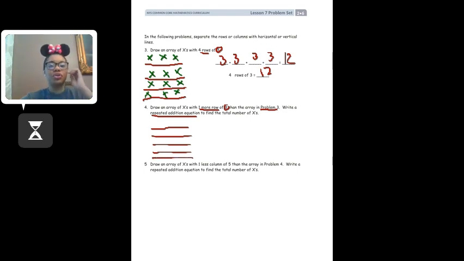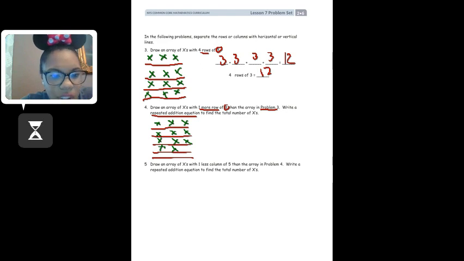So now we're going to put 3 in each row, just like in number 3. So we're going to put 1, 2, 3. Then we're going to put 1, 2, 3. Then we're going to put 1, 2, 3. And then we're going to put 1, 2, 3.